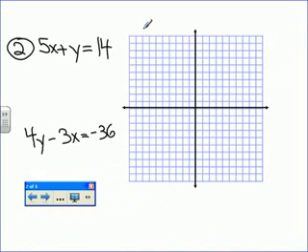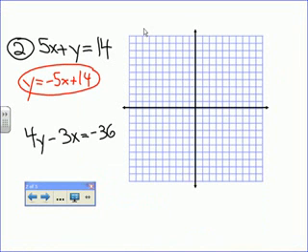Eric, you have this one in slope-intercept form? Okay, good job. And then we'll graph this one. I don't have 14 on here. That was up here. But if I come down 4 and over 1, so that's going to be there. And then let me do this one in blue.